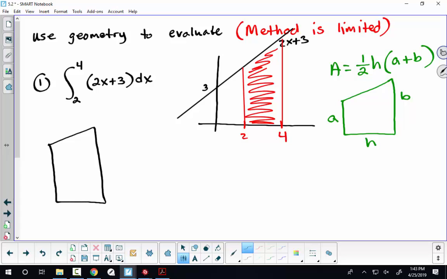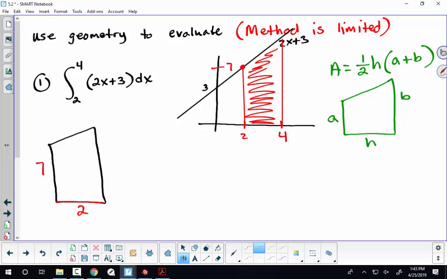the length of the base is the distance from 2 to 4. So the base is 2 units long. And we just have to figure out the height of each side. So the left-hand side of this figure is going to be how tall? That's 7. Yeah, how do you know it's 7? Plug in the x value. Yeah, so plug in the x value of 2 into our function 2x plus 3. So that gives us a height of 7.